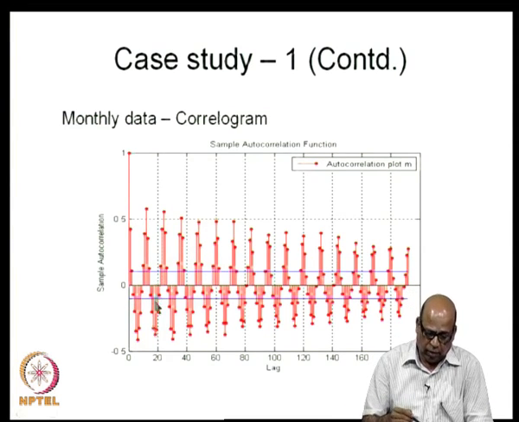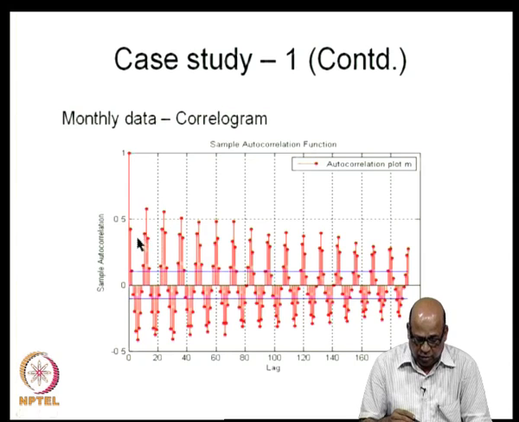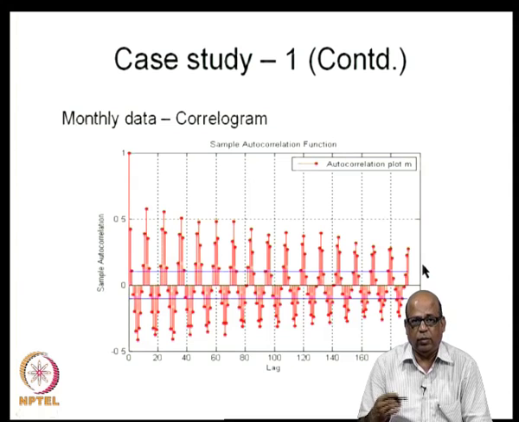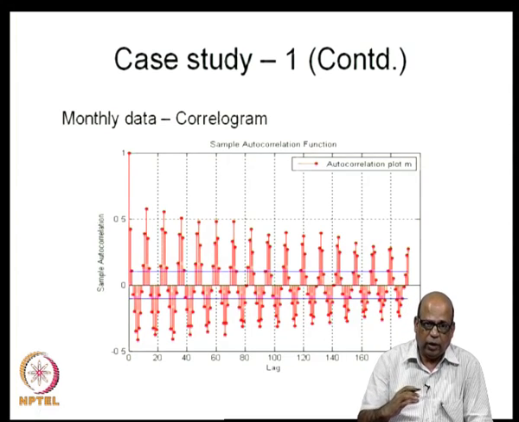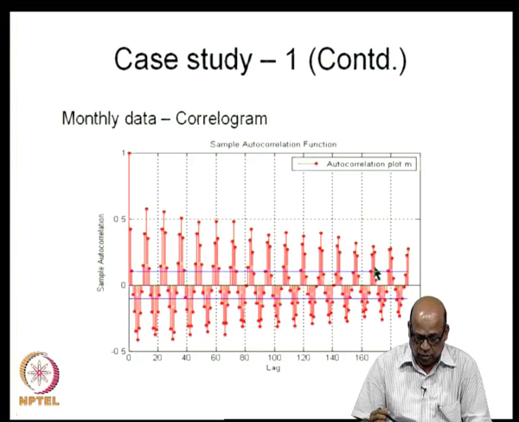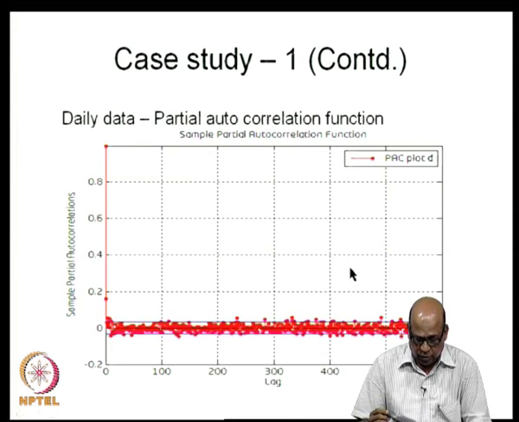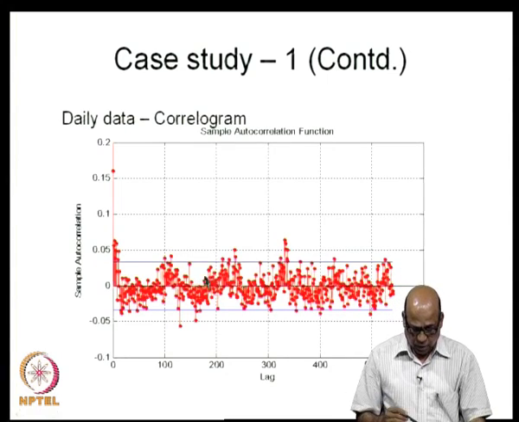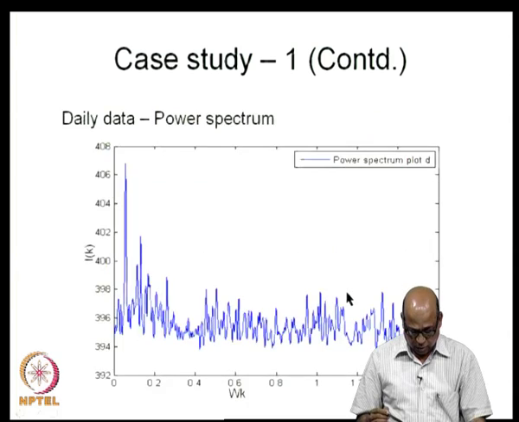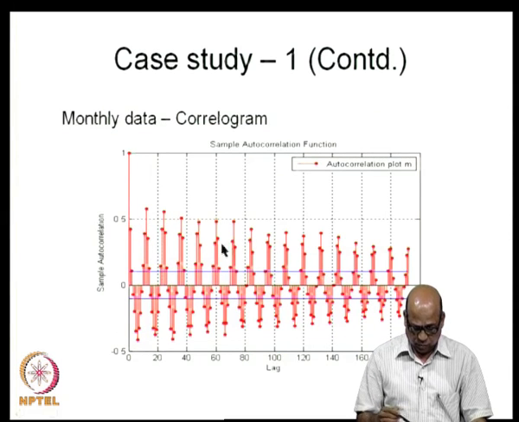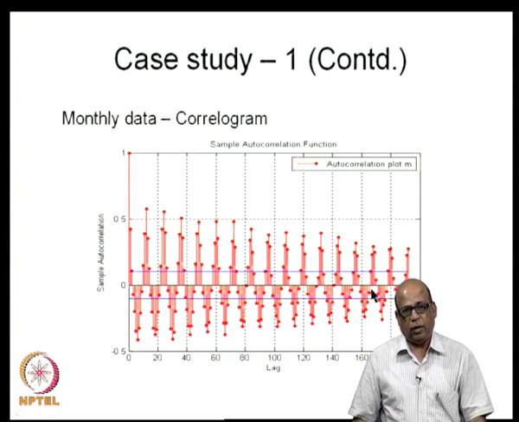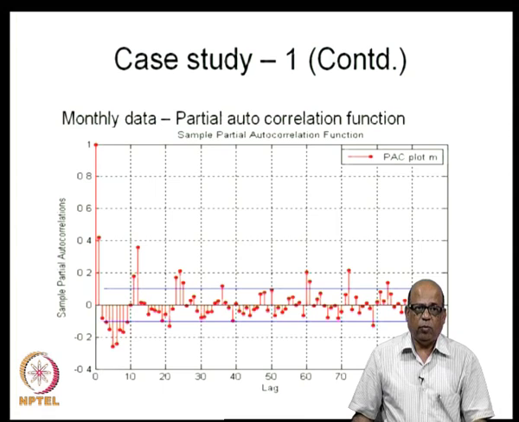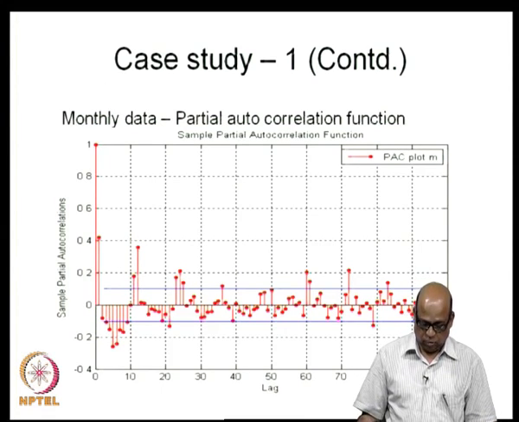So the correlogram for the monthly data definitely indicates the presence of periodicity. The correlogram is dying down in a sinusoidal form. Compare this with what we did for the daily data. This was the daily data correlogram, where most of the correlations were insignificant, whereas when you come to the monthly data, most of the correlations are significant, and there is also a sinusoidal variation indicating that there is a periodicity present in the data. Now, we will see how the partial autocorrelations show up.